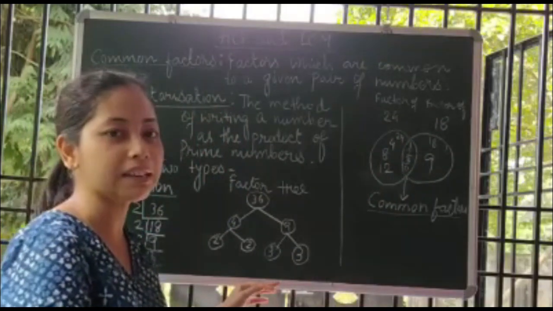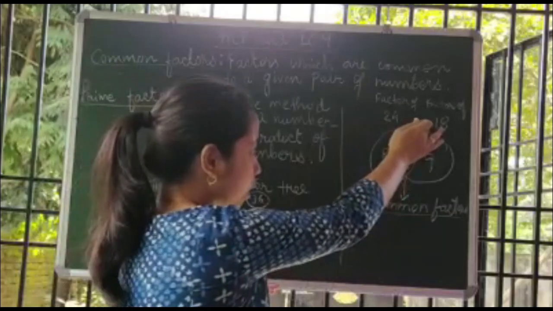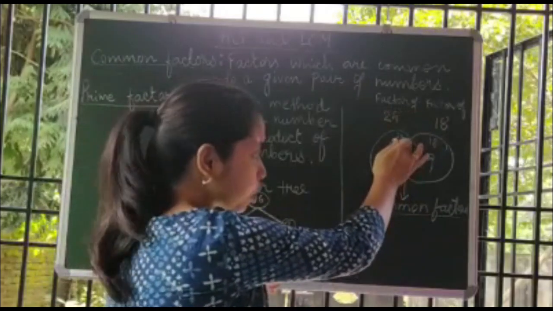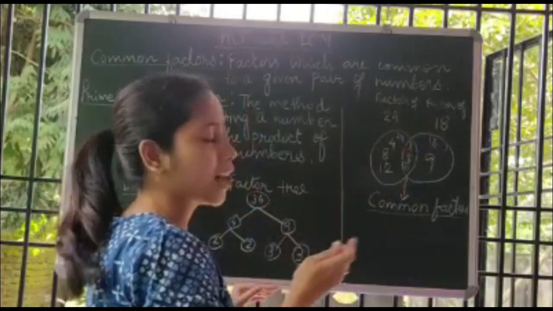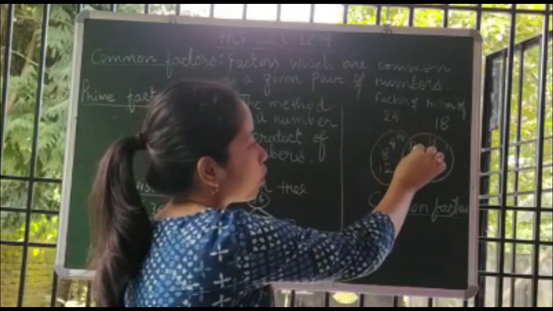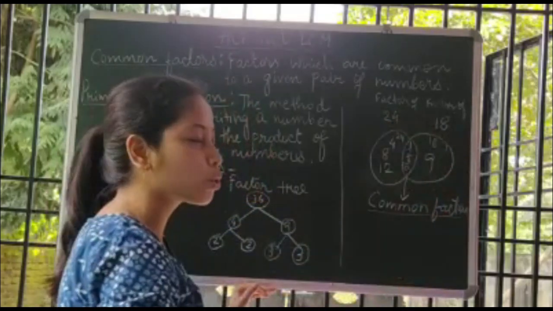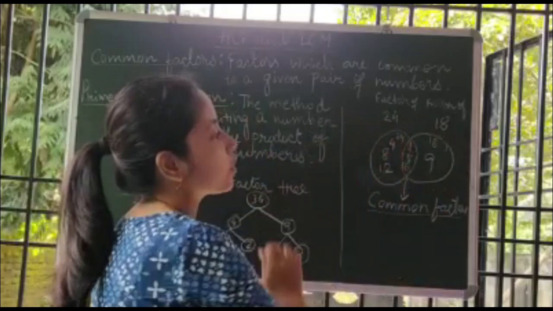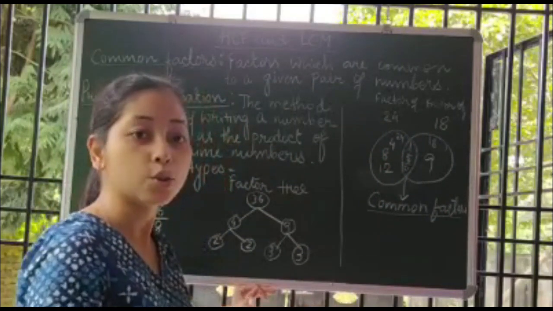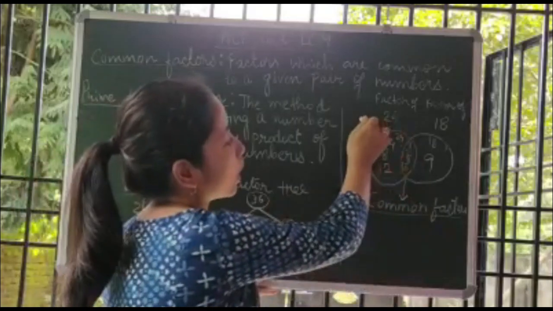1 times 24 is 24. Definitely in the house of 1, 24 is there. Again in the house of 1, is 18 there or not? 1 times 18 is 18, of course it is there. So 1 is a common factor of both 24 and 18. Now let us come to the second number, 2. In the house of 2, is 24 there or not? Let us see. 2 times 12 is 24, or 12 times 2 is 24. Definitely in the house of 2, 24 is there.